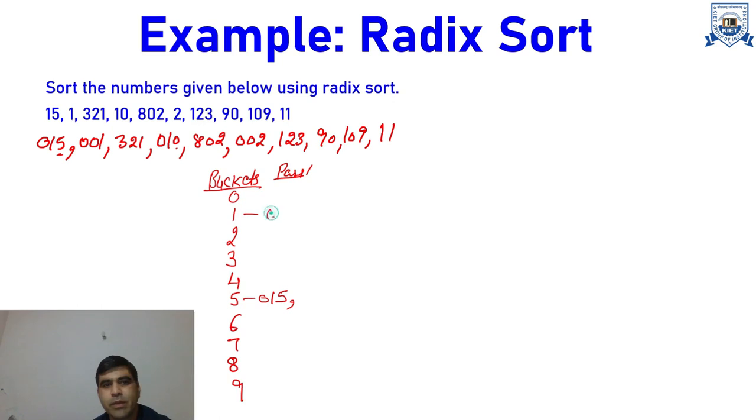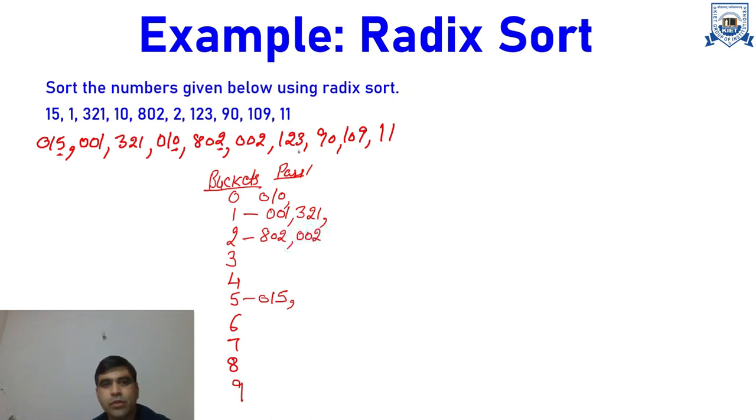So in this bucket we place 001, then 321 is also placed here. Then again we have 0, so 010 will be placed here. After 010 we have 802, so 802 will come here. Then after 802 we have 002, so again we'll write 002.